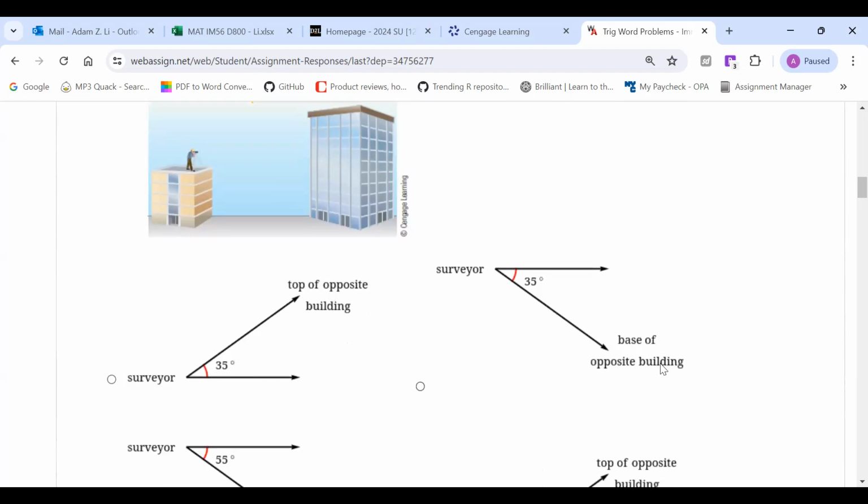This is the base of the opposite building, right? This is the base. Base is right here. So they do this. The surveyor is staring down to the base. They form this angle. This is terminal angle. And then this horizontal, right? So we form a horizontal angle of 35 degrees.